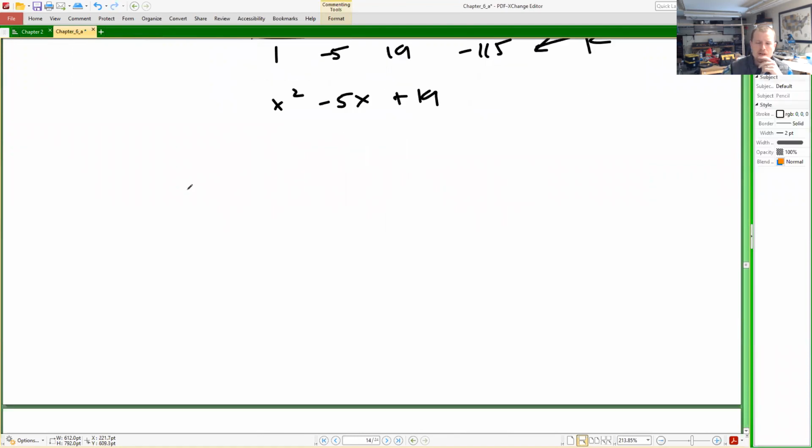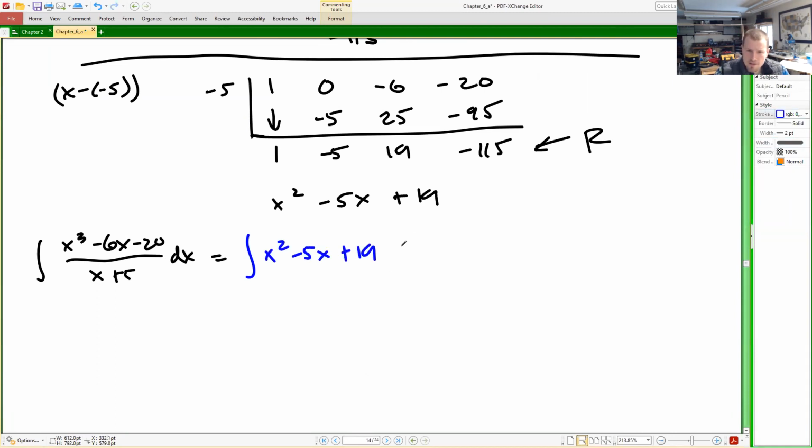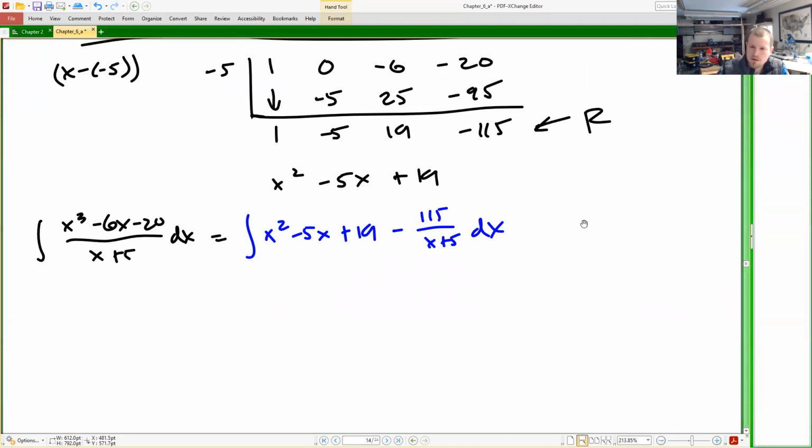But what is important about this is that our integral of x cubed minus 6x minus 20 divided by x plus 5 dx becomes the integral of x squared minus 5x plus 19 minus 115 divided by x plus 5. So our integral is much easier now.